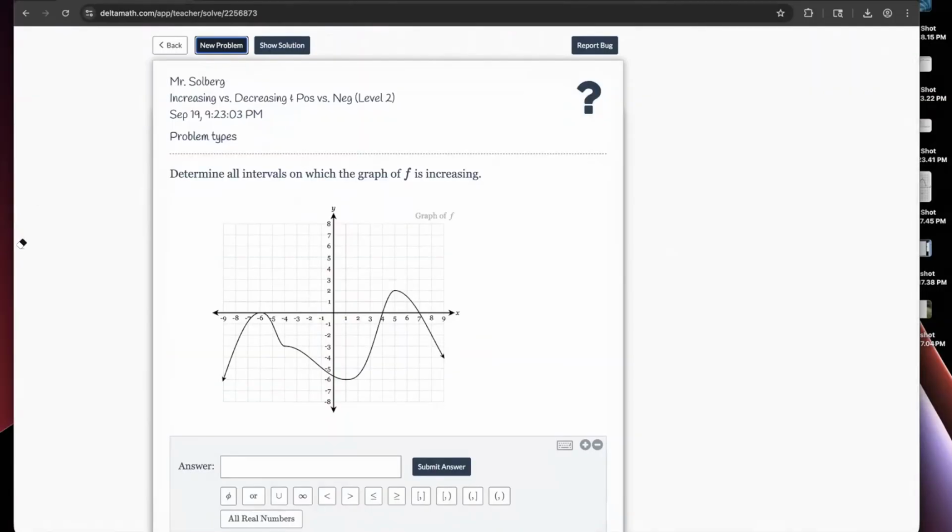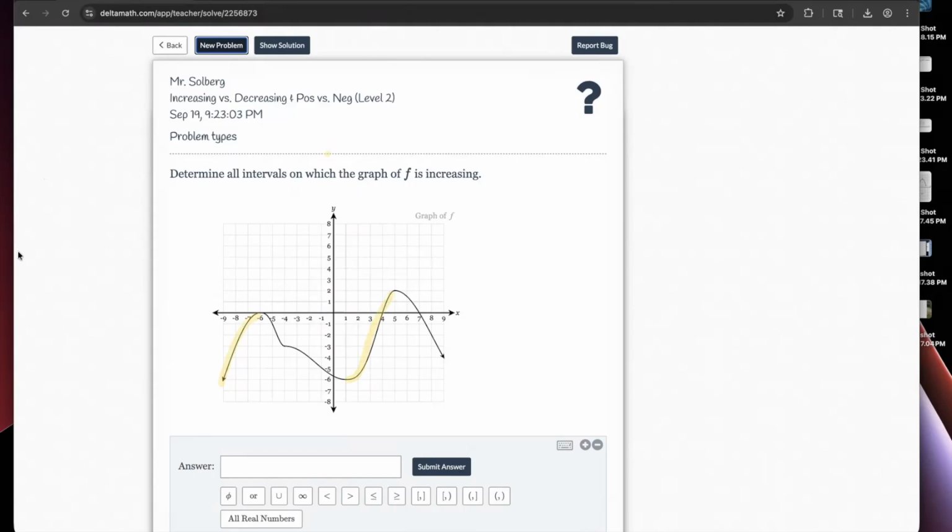So increasing, just to finish off on this one. Coming in from the left, I want where the graph is going up. So we're going up the hill, up the hill, up the hill here. Okay, then we're going down the hill, down, down, down, down, down. Then once I'm at the bottom, I start going up again. So this piece has two parts that are increasing.